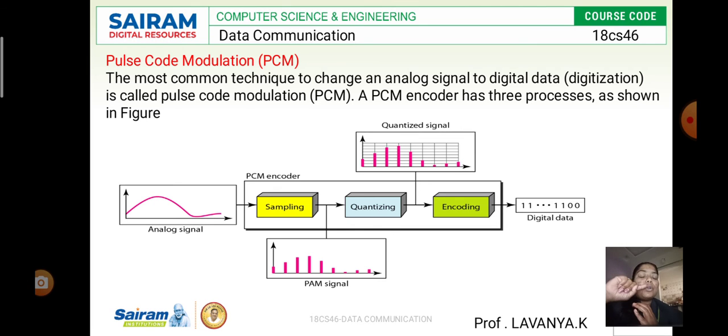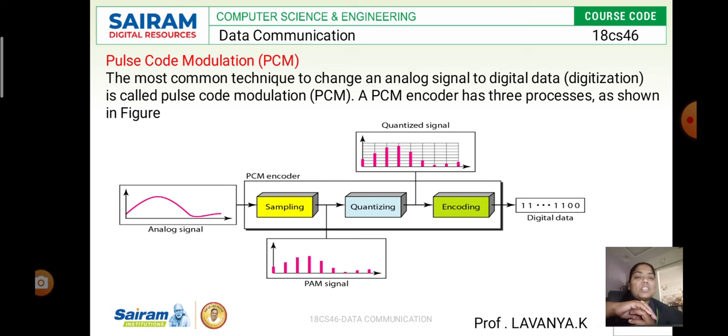Here we use three major pulse code modulation encoding techniques: the first is sampling, the second is quantizing, and the third is encoding. These are the three major important processes we use for pulse code modulation.